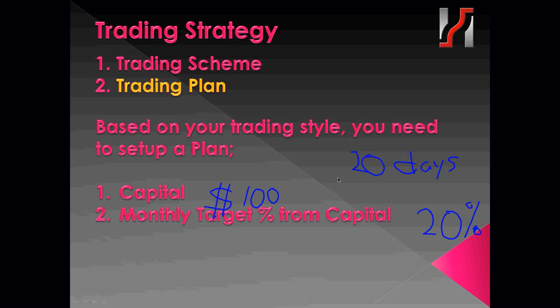We already set up ourselves for that particular target. So the next thing that we need to do is set up a daily target, that's about $1 per day. Okay, $1 or $2 per day, for example. So if I want to achieve $1 a day, then I will need to gain 10 pips.